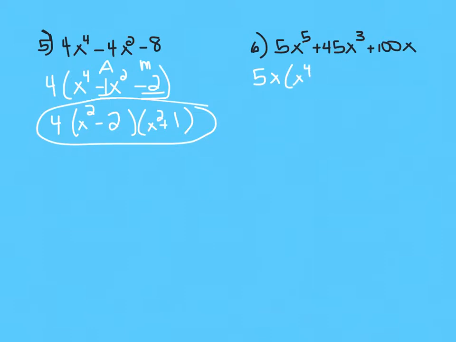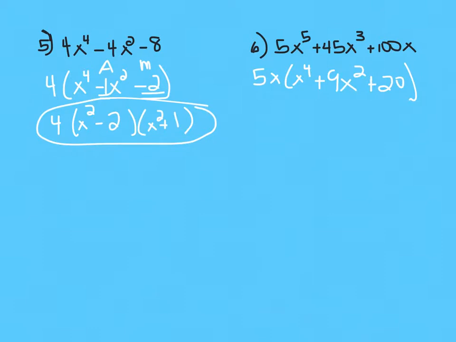Okay, 45 divided by 5 is 9, positive 9. And I had 3 x's being multiplied together, and I took 1 of them out, so I still have 2 x's being multiplied together. So I write that as x squared. And then 100 divided by 5 is 20. And I had an x, but I took it out, so I don't have any left to put here. So I'm just going to close up my parentheses.